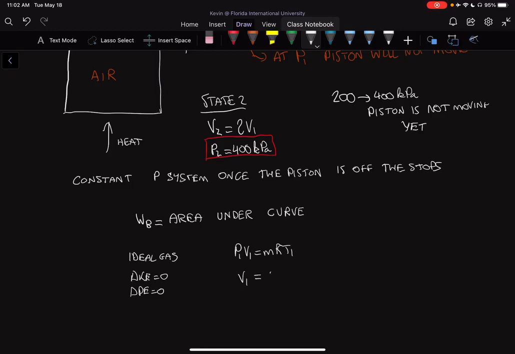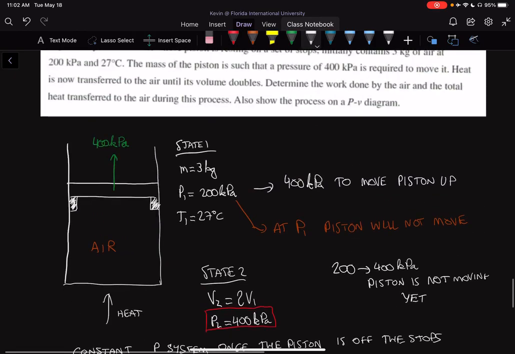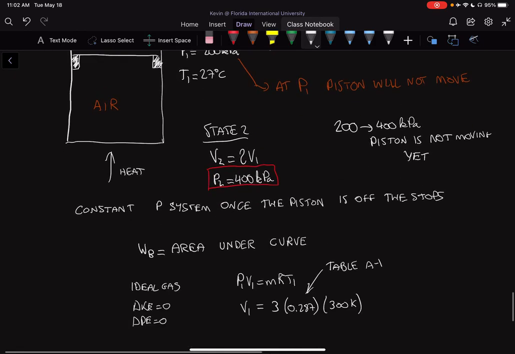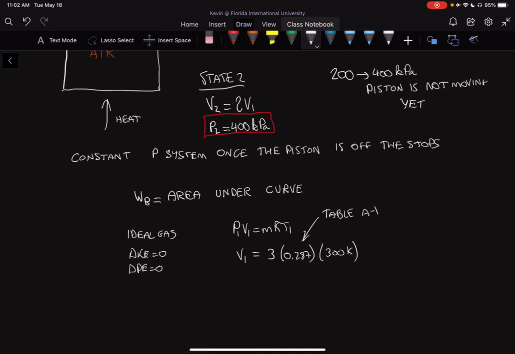So we have V1 is equal to 3, which is the mass, times 0.287. That is the R for air, which can be found in table A1. So I'll let you find that by yourselves, but this is table A1, 0.287, multiplied by 300 Kelvin. If we look at our temperature, we have 27 degrees plus 273 is 300, divided by 200 kilopascals. And we get that volume 1 is equal to 1.29 cubic meters.